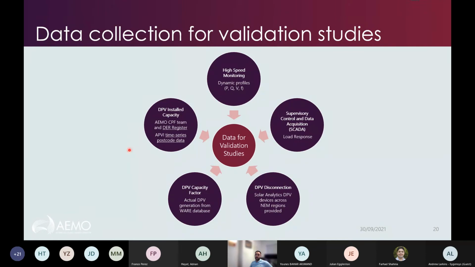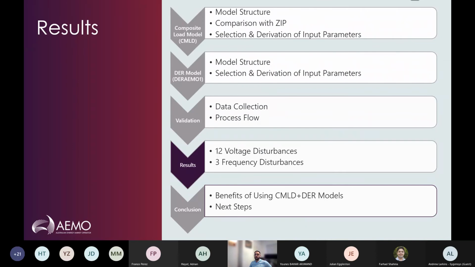And then, of course, to actually get our models up to scratch, we needed to understand the installed capacity of DPV in each region, Western Australia, South Australia, etc. So we used our internal team, our connection point forecasting team. We used the data from the DER register, which went live about 12 months ago, but it's still being updated by NSPs, and that's a work in progress, but we used what we could. And then the APVI's time series data to make sure that we've accounted for all the DPV.